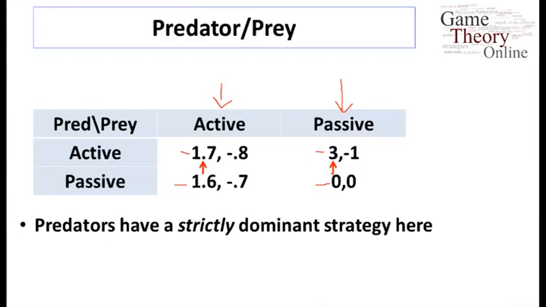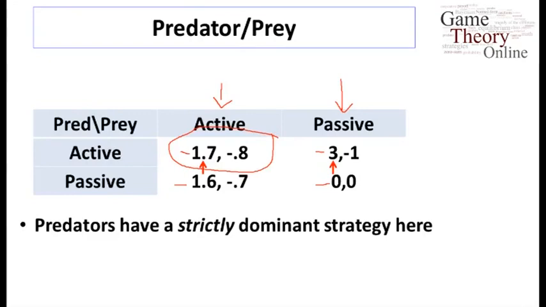Notice also that once the dominated strategy is eliminated, the prey now has a unique best response, which is to be active. And therefore active-active is the unique outcome according to this principle of eliminating dominated strategies. Notice, by the way, that the prey does not have a dominant strategy. It only has a unique best response to the dominant strategy of the predator.